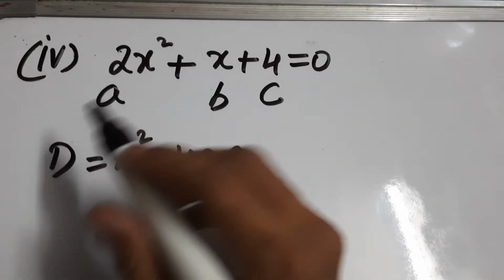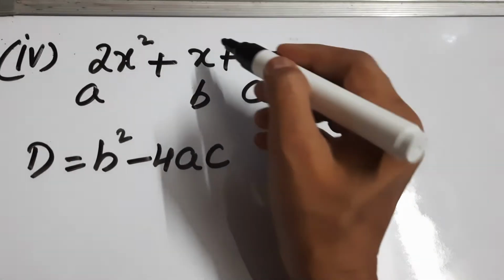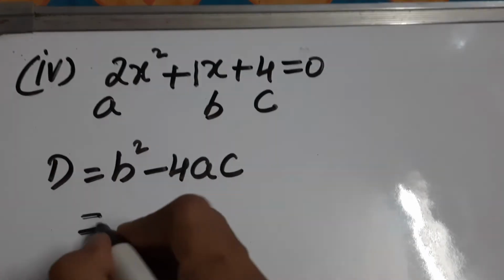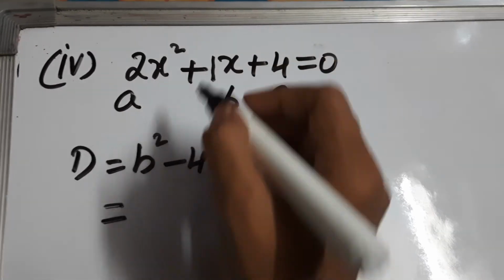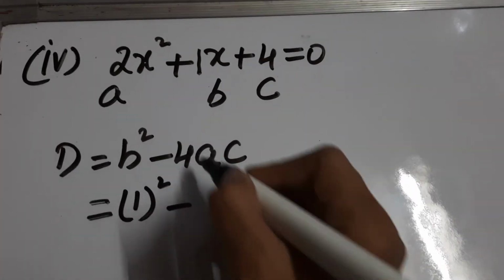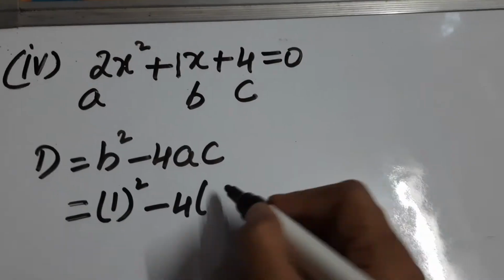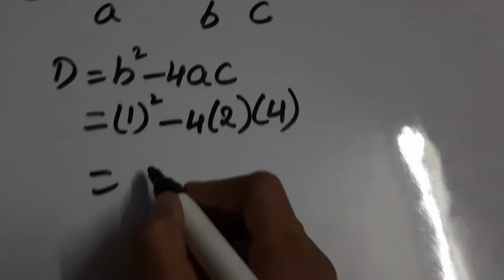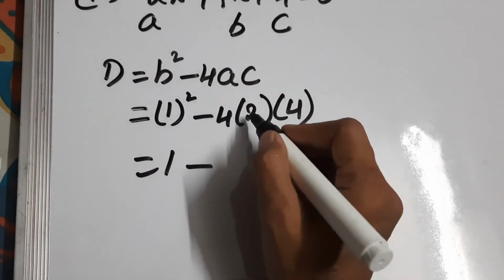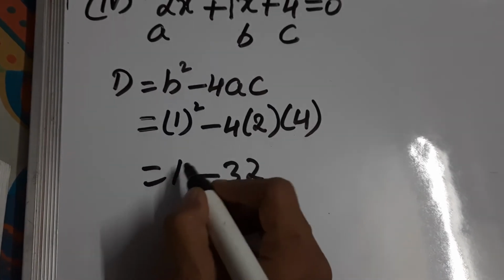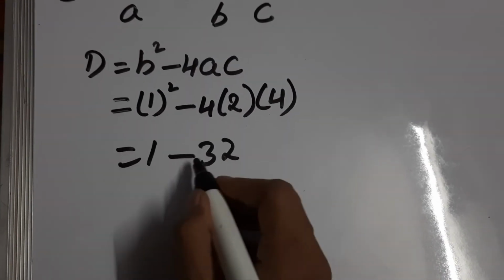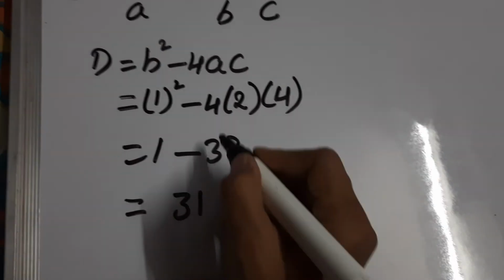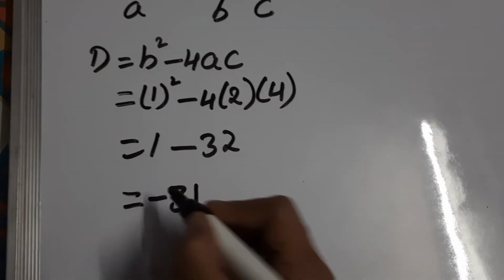So let us solve the fourth part, dear students. A is 2, B, no number is given, that means plus 1, C is 4. So let us find out whether the roots exist or not. B is 1 square minus 4 into A. What is A? It is 2, into what is C? It is 4. So 1 square is 1 minus 4 4s are 16, 2 16s are 32. Now this is plus 1 and this is minus 32. Plus and minus, so we will subtract. 32 minus 1 is 31, but the greater one is negative, so we'll put the negative sign.